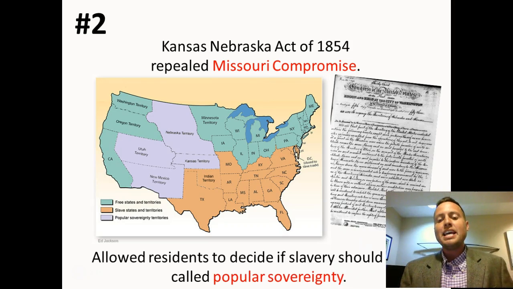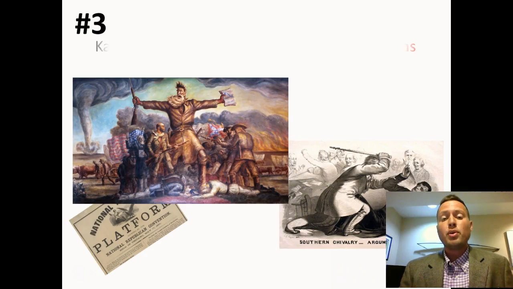Now, what does that mean to allow residents to decide the issue of slavery for themselves? That is called, as we said earlier, popular sovereignty. It looks like my face is cutting off the TY at the very end of sovereignty. Popular sovereignty. So, this Missouri Compromise is gone. See you later. Bye-bye. Let's go to number 3.